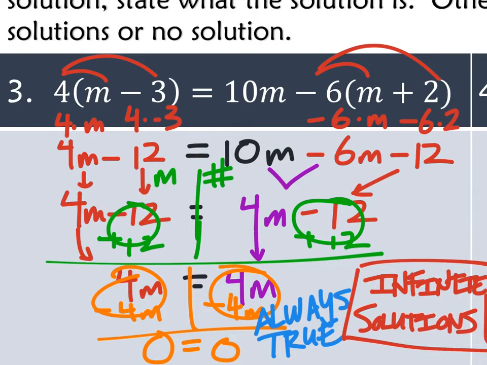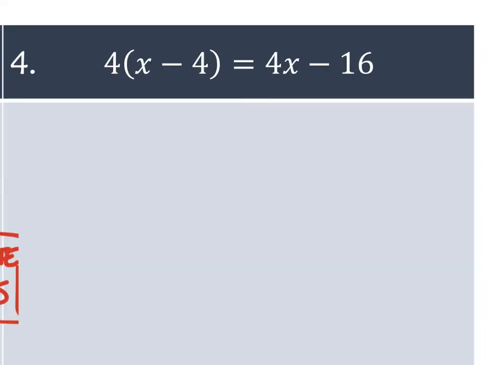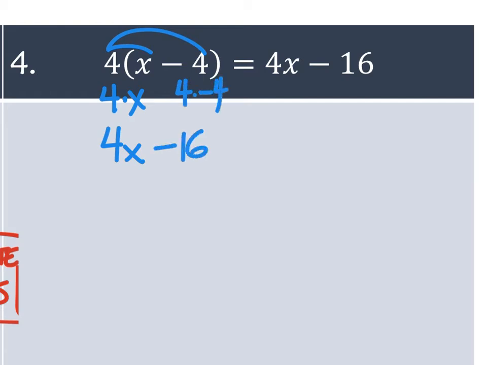And that's actually the answer we're looking for on this one. So let's see how we do on a problem like this. Okay, so I'm going to do the distribution here. That's 4 groups of x, which is 4 x's, but also 4 groups of negative 4, which is negative 16. And it still equals the 4x minus 16.